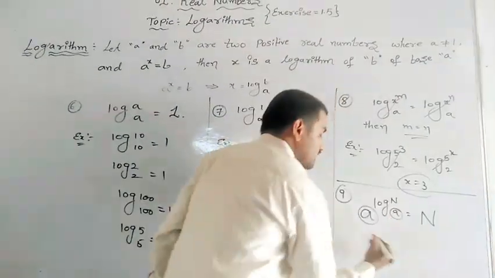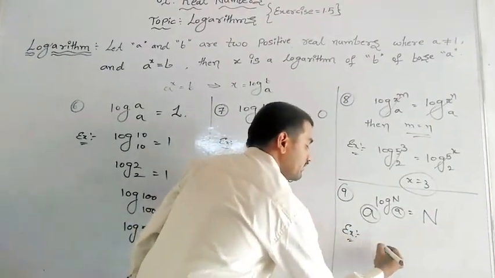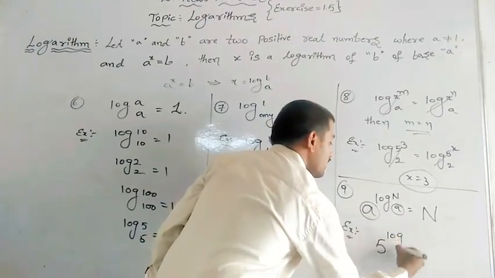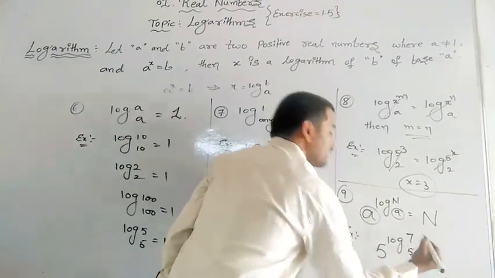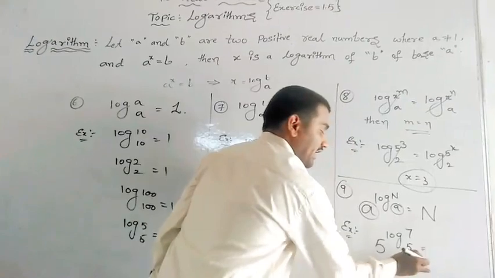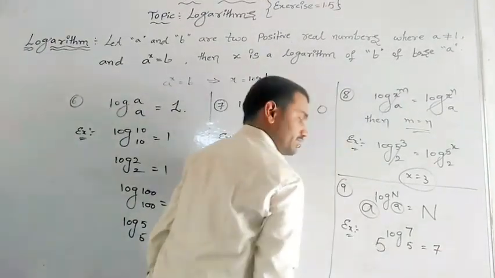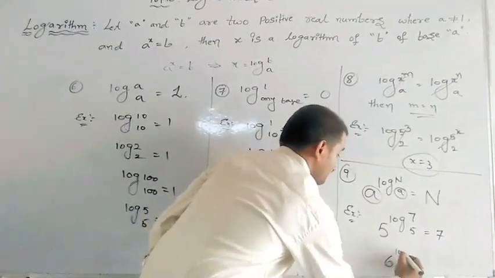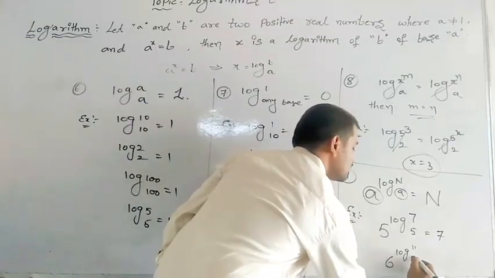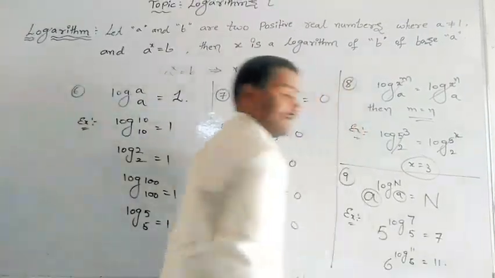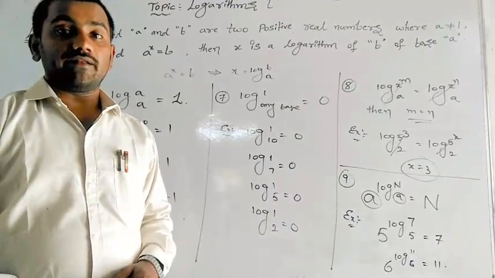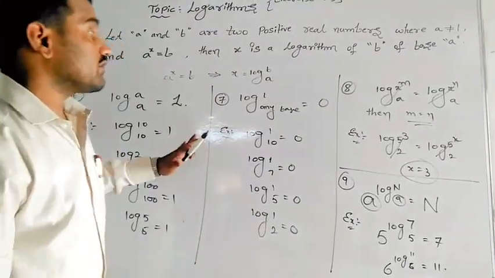Let's see some examples here. 5 to the power of log 7 base 5 equal to 7, because both 5s are the same. So 6 to the power of log 11 base 6 equal to 11. These both are the same again. So let's see the last formula.